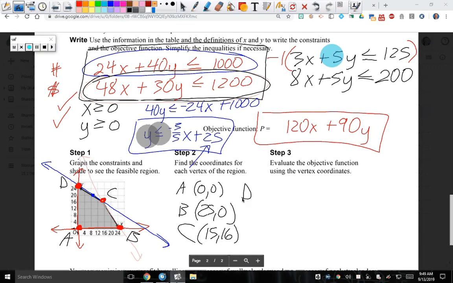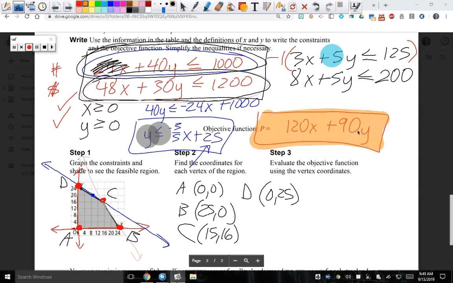And last but not least, point D. That means I'm looking at this blue graph, and when x is 0, it will tell me what that value is. So anyone, what is that going to be? 0, 25. And now the last step, all I need to do is use this equation right here and plug in x is 0, y is 0. 25 is x, 0 is y. 15 is x, 16 is y, and then 0 is x, 25 is y.